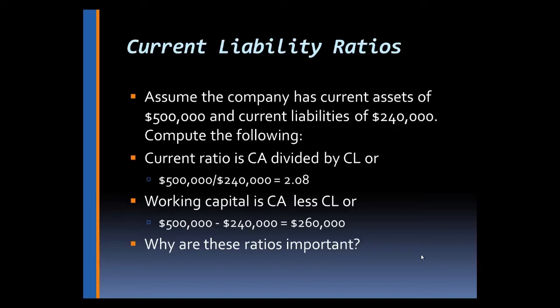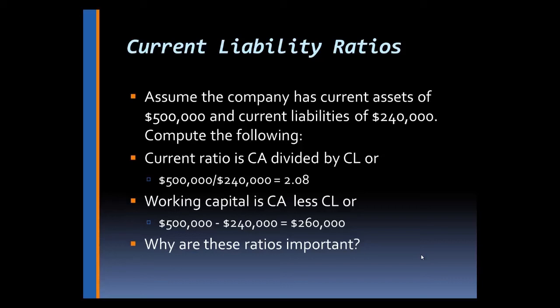So let's assume we have current assets of $500,000 and current liabilities of $240,000. The current ratio is calculated by dividing current assets by current liabilities, or in this case, 500,000 divided by 240,000, or 2.08. This means we have twice as many current assets as we have current liabilities.